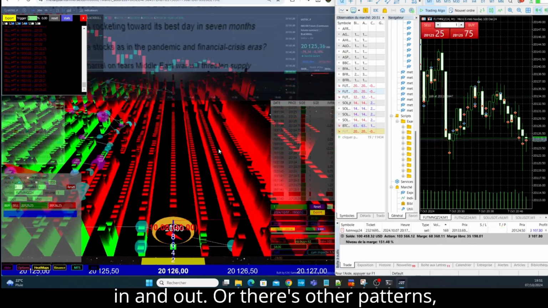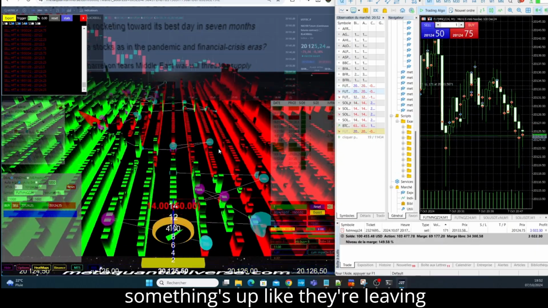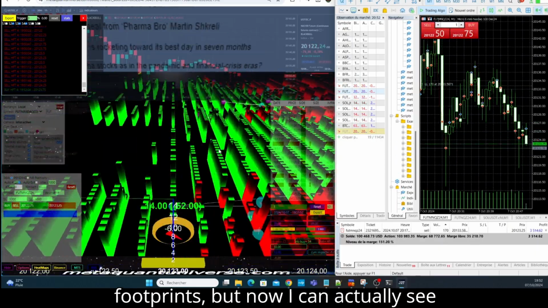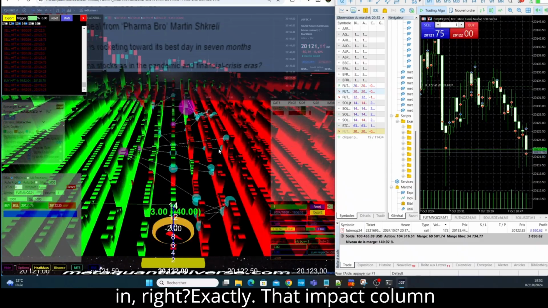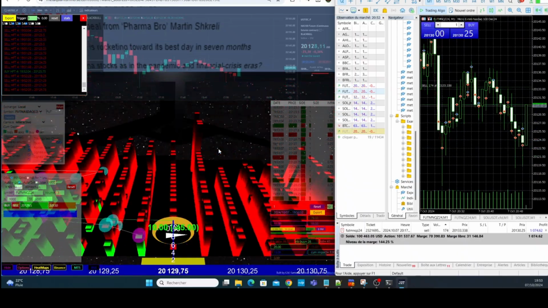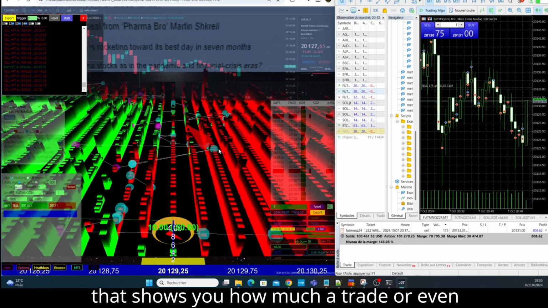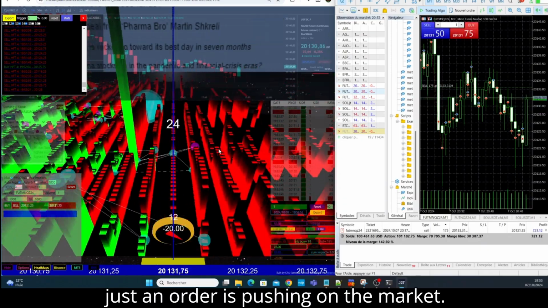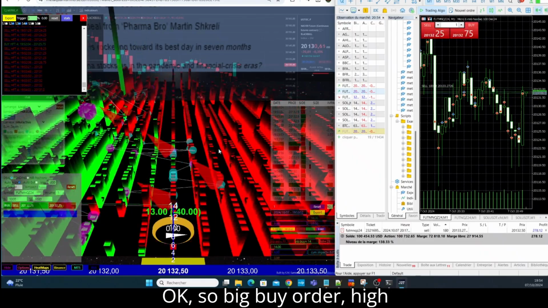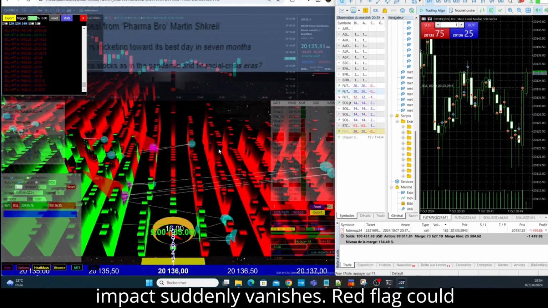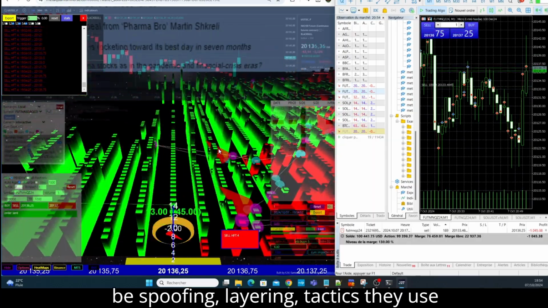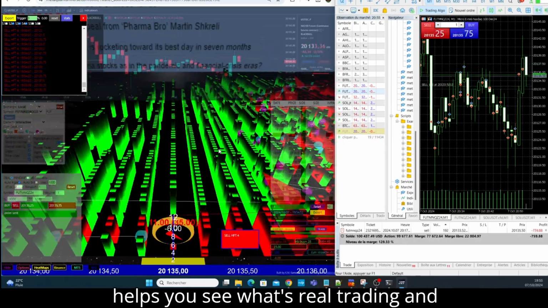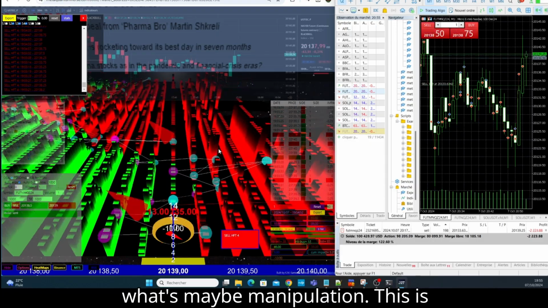Or there's other patterns, little tells that suggest something's up. Like they're leaving footprints, but now I can actually see them in the matrix. This is where that impact column and the tape E thing comes in, right? Exactly. That impact column shows you how much a trade, or even just an order, is pushing on the market. Okay. So, big buy order, high impact, suddenly vanishes, red flag. Could be spoofing, layering, tactics they use to mess with the price. MetaQuant helps you see what's real trading and what's maybe manipulation.